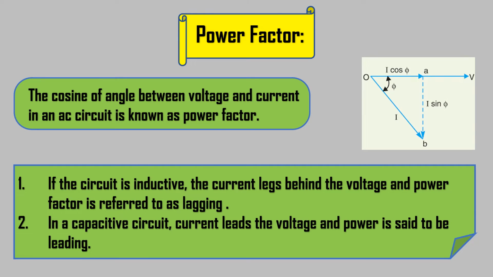Here we can see a diagram. Consider an inductive circuit taking a lagging current I from supply voltage V, the angle of lag being phi. The circuit current I can be resolved into two perpendicular components, namely I cos phi in phase with V, and I sin phi 90 degrees out of phase with V. The component I cos phi is known as the active component and the component I sin phi is called the reactive component.